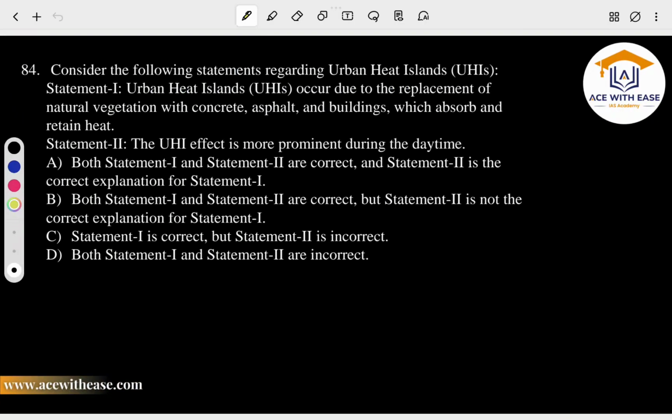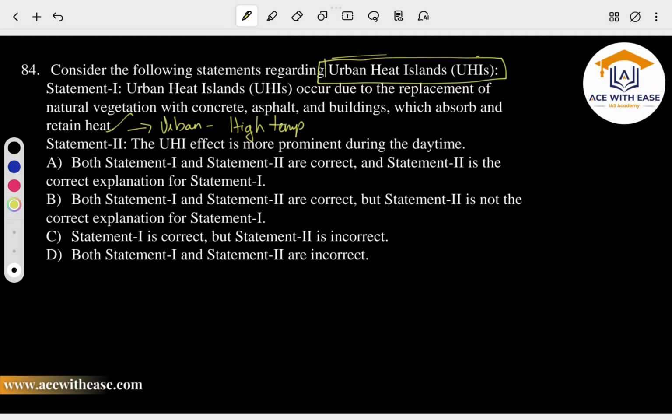Then 84th, urban heat islands. Now recently during summer, with urbanization, we have a large amount of effect of these urban heat islands. So the question regarding it: urban heat islands occur due to the replacement of natural vegetation with concrete, asphalt and buildings which absorb and retain the heat. Yes, this is the reason why urban areas have high temperatures compared to rural areas.